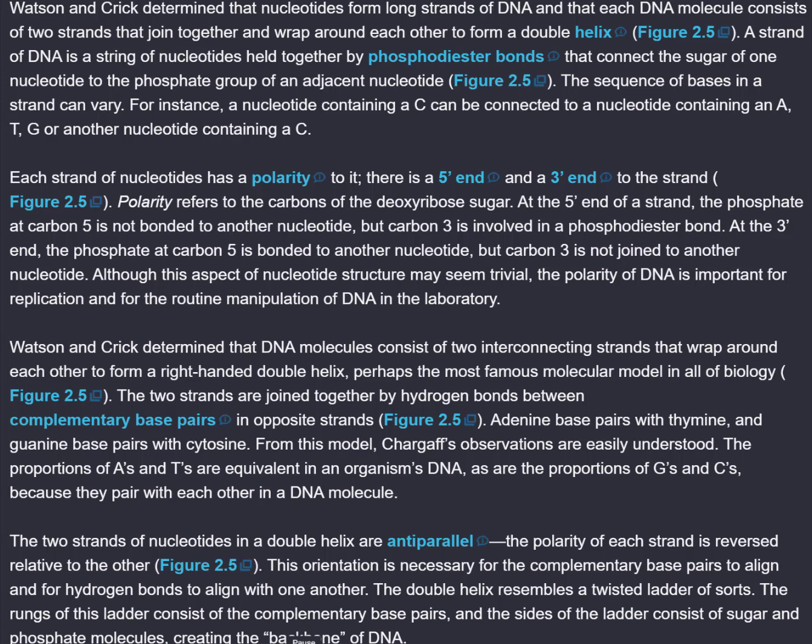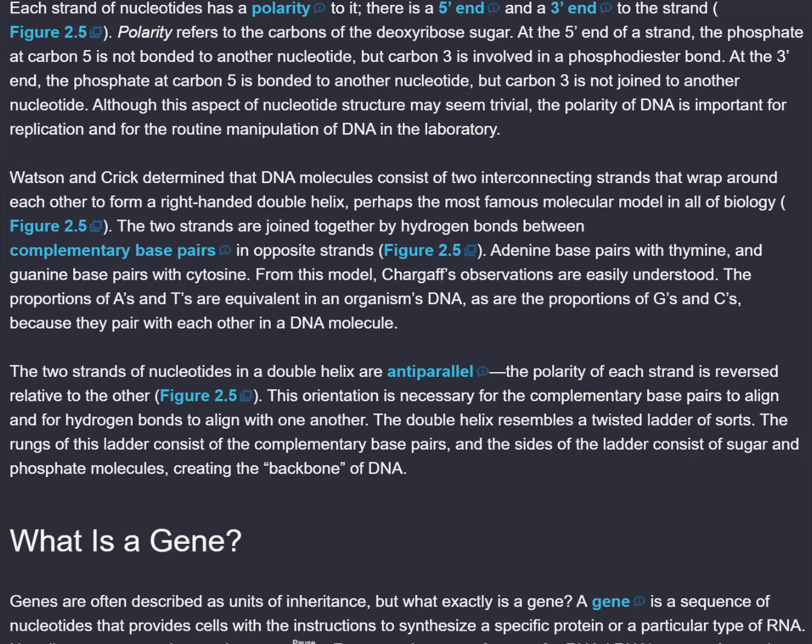The sequence of bases in a strand can vary. For instance, a nucleotide containing A can be connected to a nucleotide containing an A, T, G, or another nucleotide containing A. Each strand of nucleotides has a polarity to it. There is a 5' and a 3' to the strand, Figure 2.5. Polarity refers to the carbons of the deoxyribose sugar.